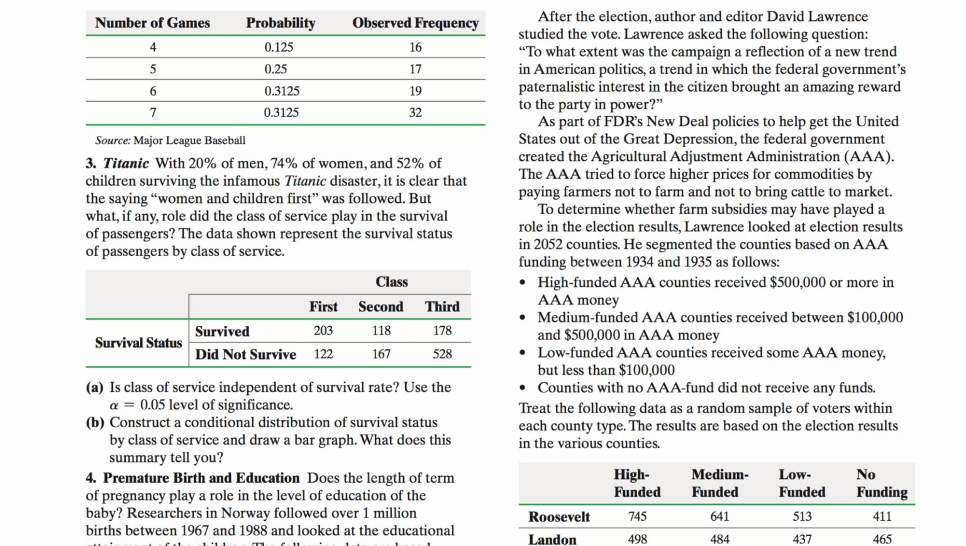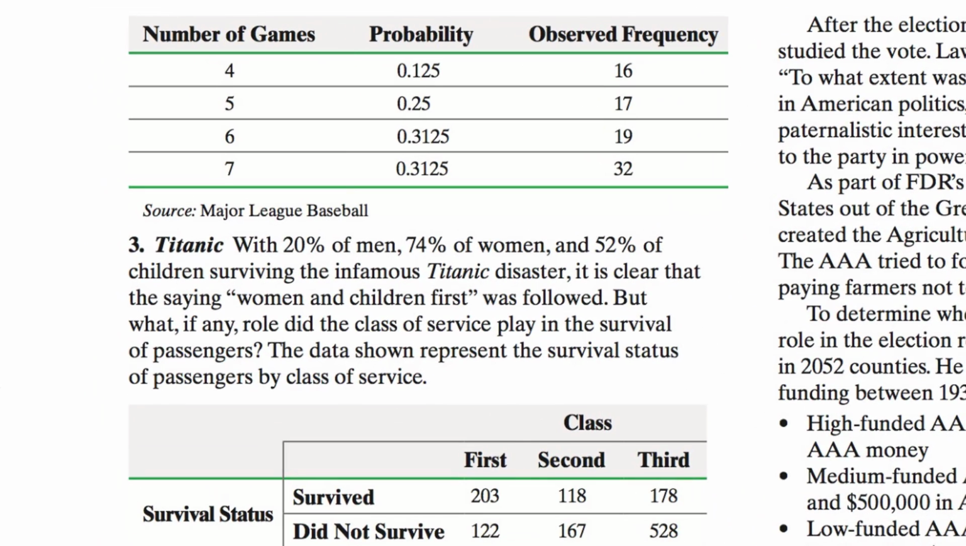You can see in the upper left corner the columns that the problem was referring to. So we have the number of games, we have the probability, and we have the observed frequency. Now, is it possible that they're trying to goof on you a little bit here by putting things in an unusual order? I would say yes, it is.